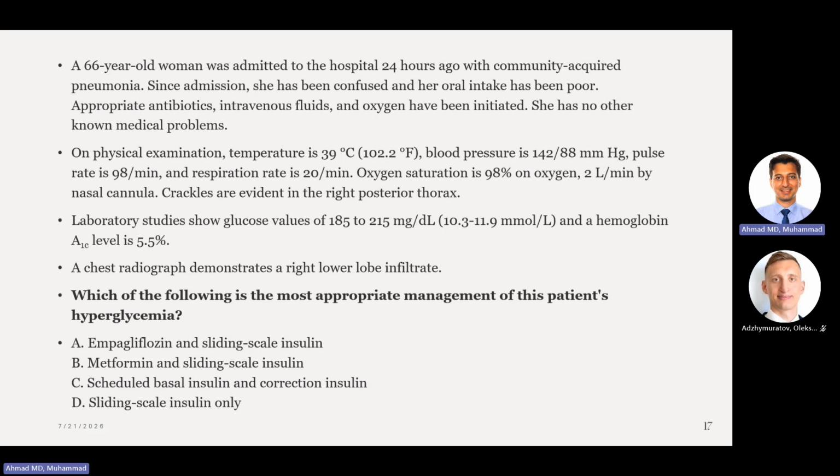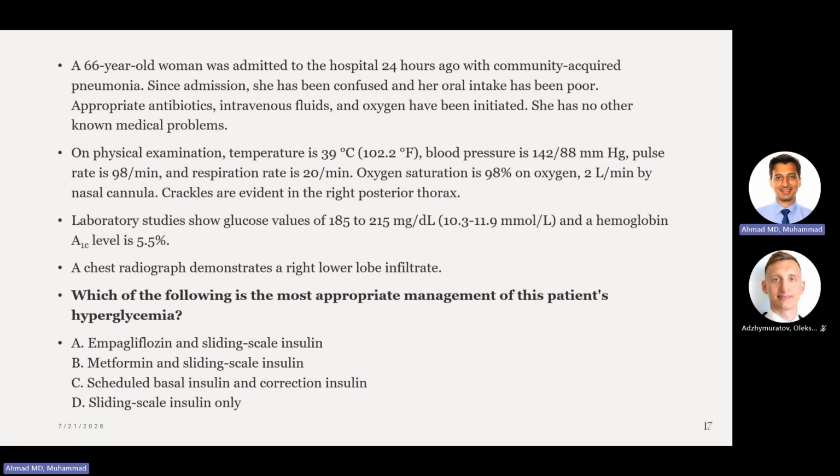Okay, who else wants to read this one? Okay. 66-year-old woman was admitted to hospital 24 hours ago with a community-acquired pneumonia. Since admission, she has been confused and her oral intake has been poor. Antibiotics, intravenous fluids, and oxygen have been initiated. She has no other known medical problems.